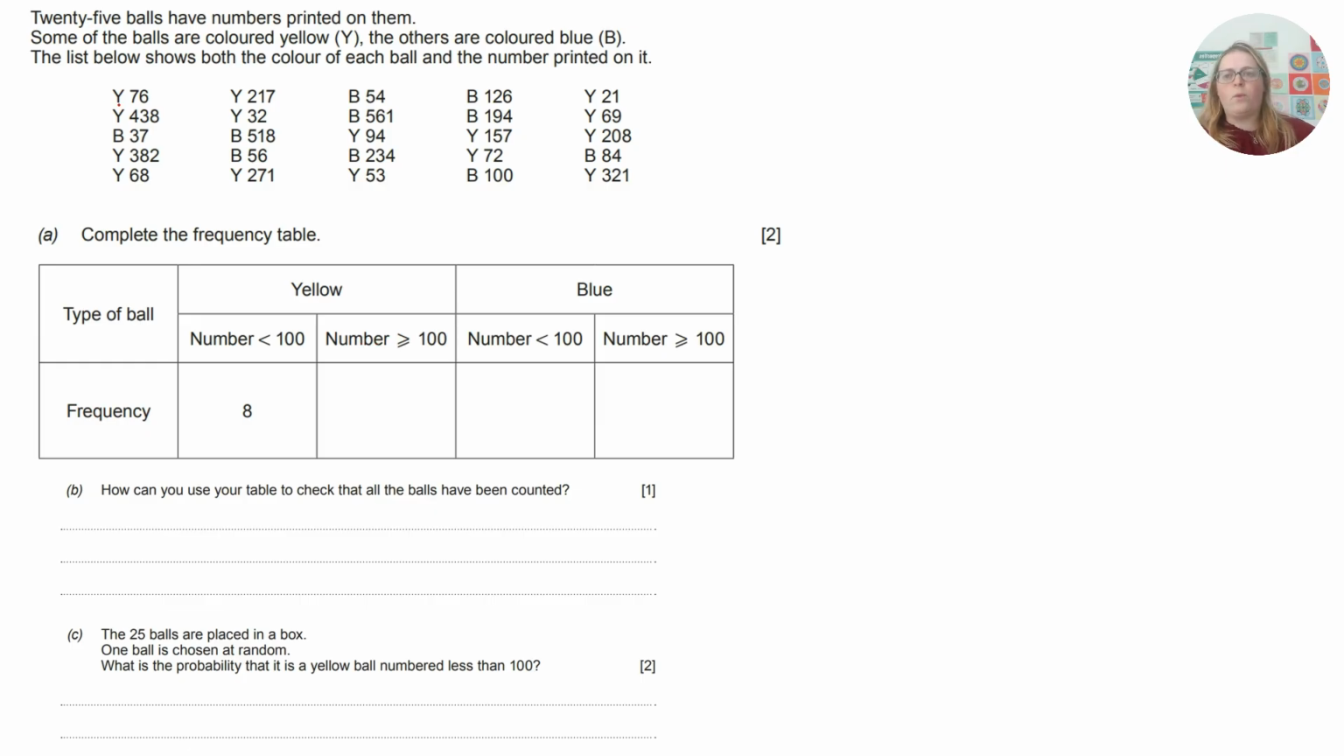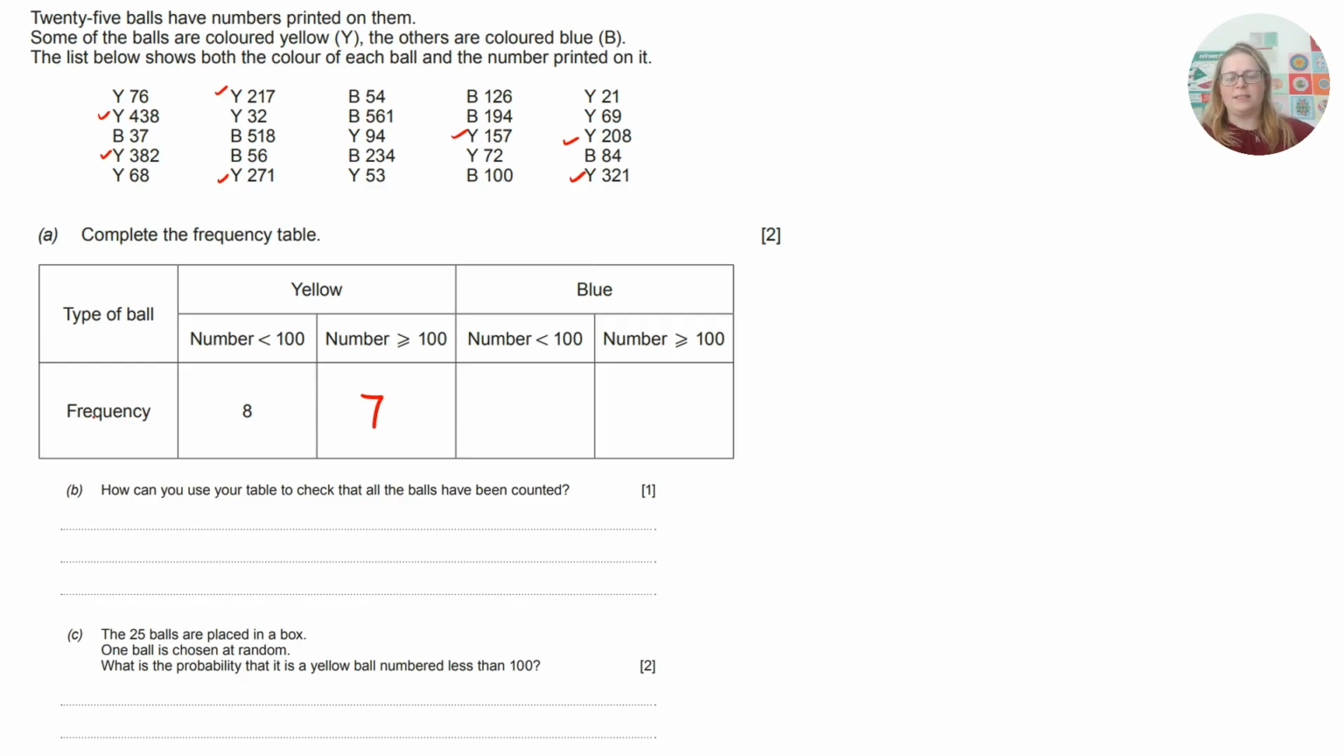So you might see that they say Y76. That means it's yellow and it's below 76. So I'm just going to count the ones that are above it. So 1, 2, 3, 4, 5, 6, and 7. So I've got 7 there.